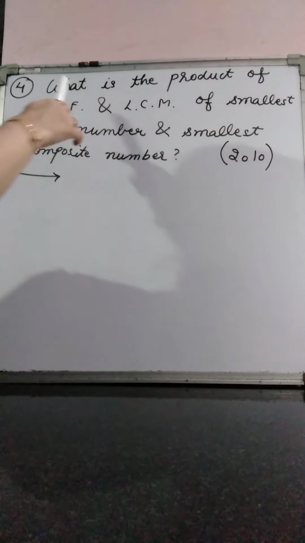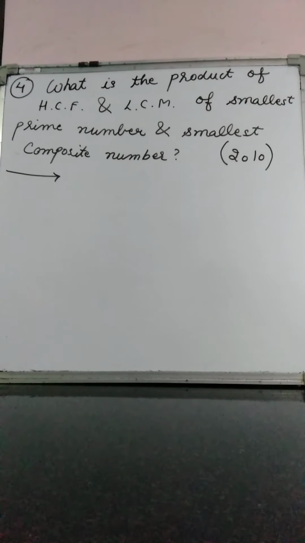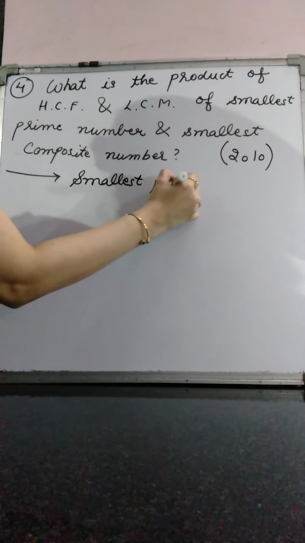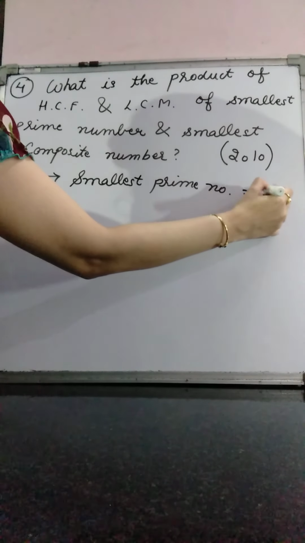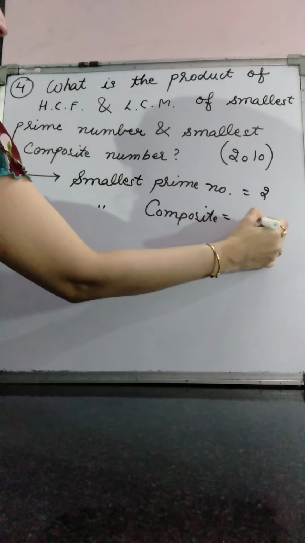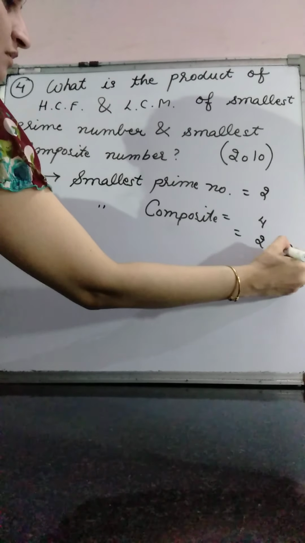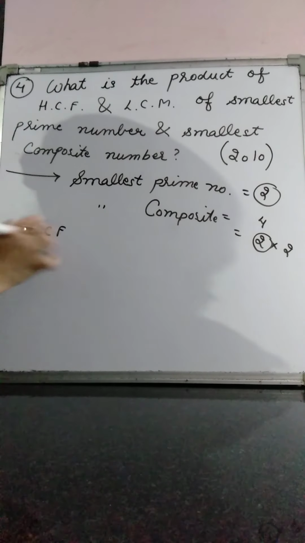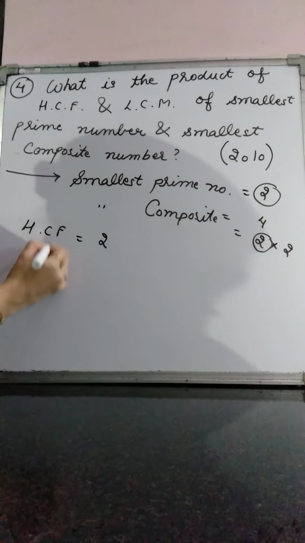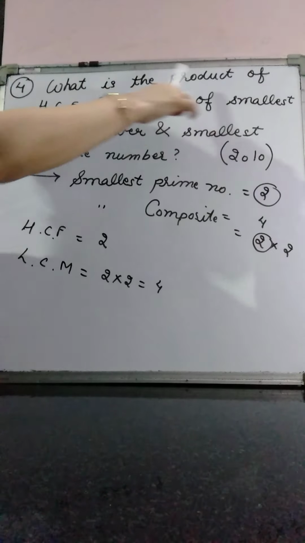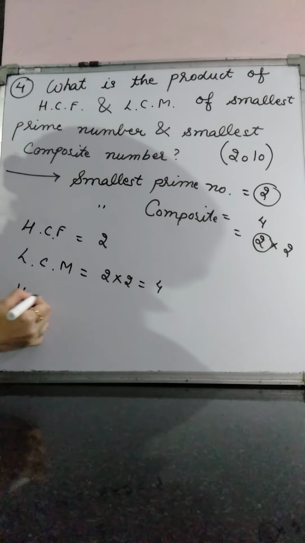Now the fourth question, what is the product of the HCF and LCM of the smallest prime number and the smallest composite number? The smallest prime number is 2 and the smallest composite number is 4. 2 is common in both, so the HCF is 2 and the LCM is 2 into 2, which is 4. What is the product of the HCF and LCM? Then multiply both of them.